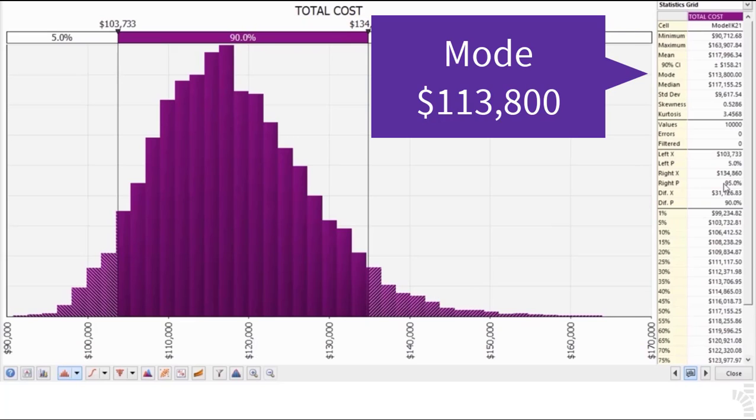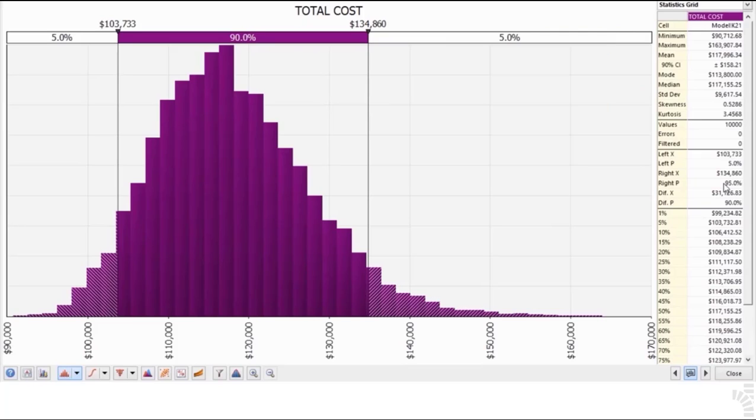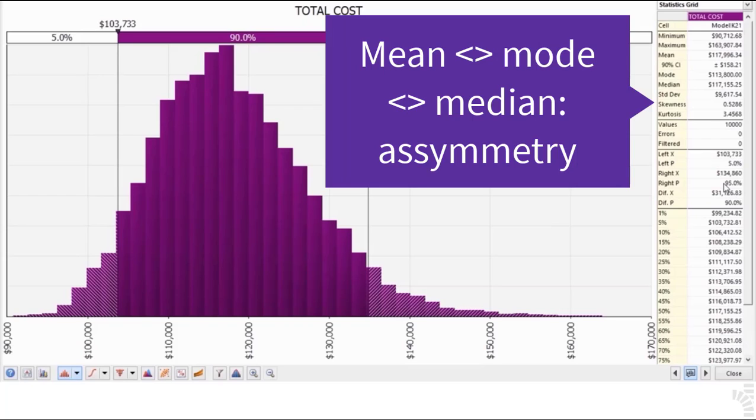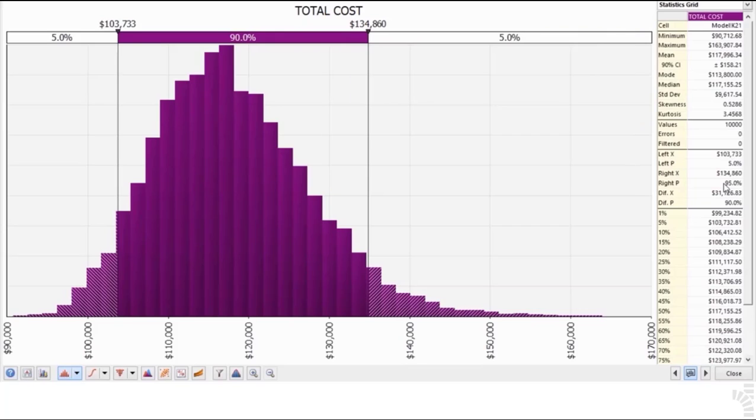The most likely amount, or mode, is slightly smaller than the mean value, at $113,800. This difference tells us of asymmetry. Whenever the three central statistics, the mean, the mode, and the median, differ from each other, then there is asymmetry present on the distribution. The drag towards the right-hand side of the distribution, or positive skewness, makes the mean or average result of all 10,000 iterations somehow shifted towards the right tail of the distribution.